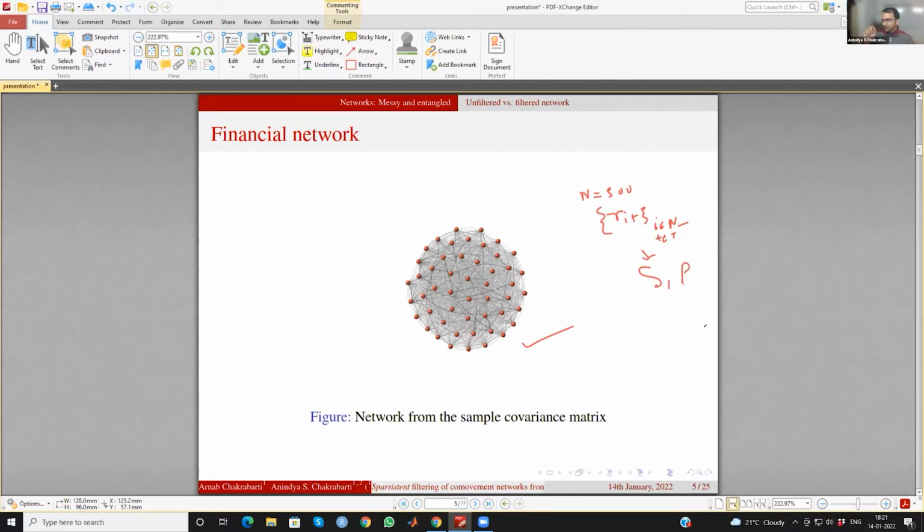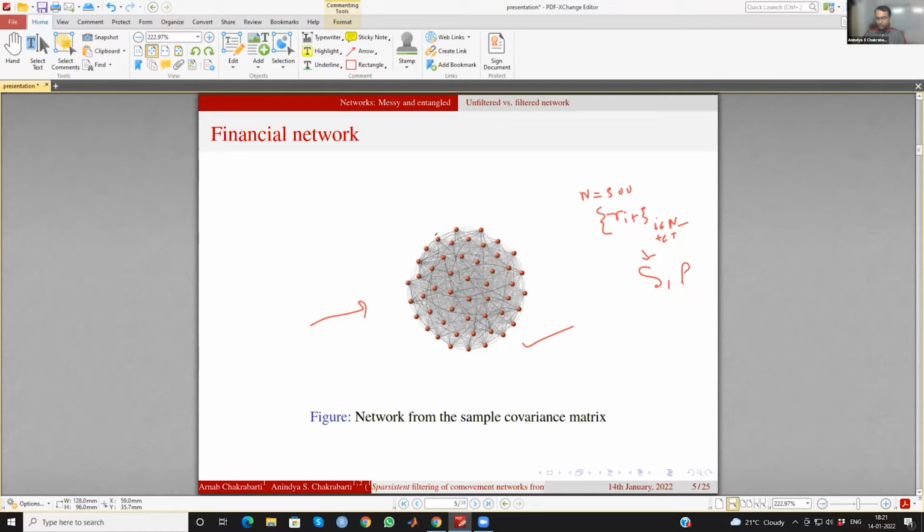This is the first problem that we want to address. Suppose you chop it down to a very small data set in terms of time length. Then what is the most credible way to infer a network from the covariance matrix? The second problem is, if you just look at this picture, it's just a blob. There is a bunch of points which are connected to each other.